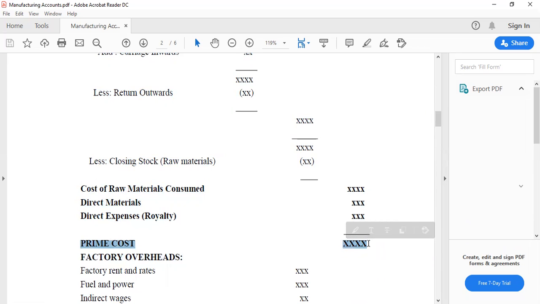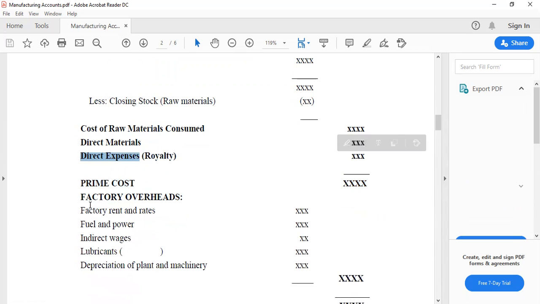I don't know if you see it that way. Dennis. Dennis. Prime cost, have you understood a bit? So prime cost is made up of direct materials, direct labor, direct expenses. We shall do an example to illustrate that.